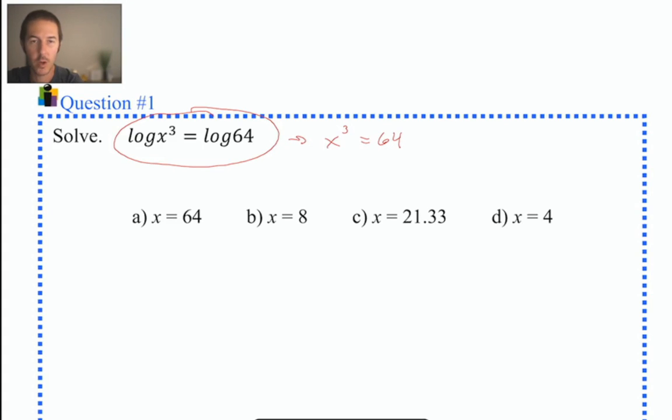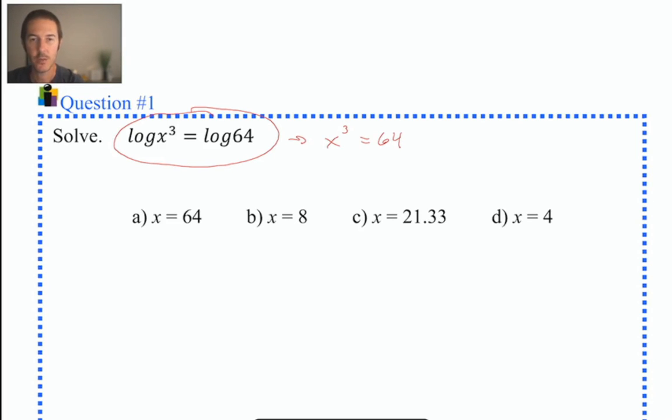1 times 1 times 1, in other words, 1 to the third power. Does that equal 64? It does not. 2 times 2 times 2. 3 times 3 times 3. And so on. Eventually, you'll get to an x value of 4. If you're in a multiple choice situation like we are here, you start with the smallest number and try 4 times 4 times 4. You'll find that it is 64. So the correct answer here is x equals 4.